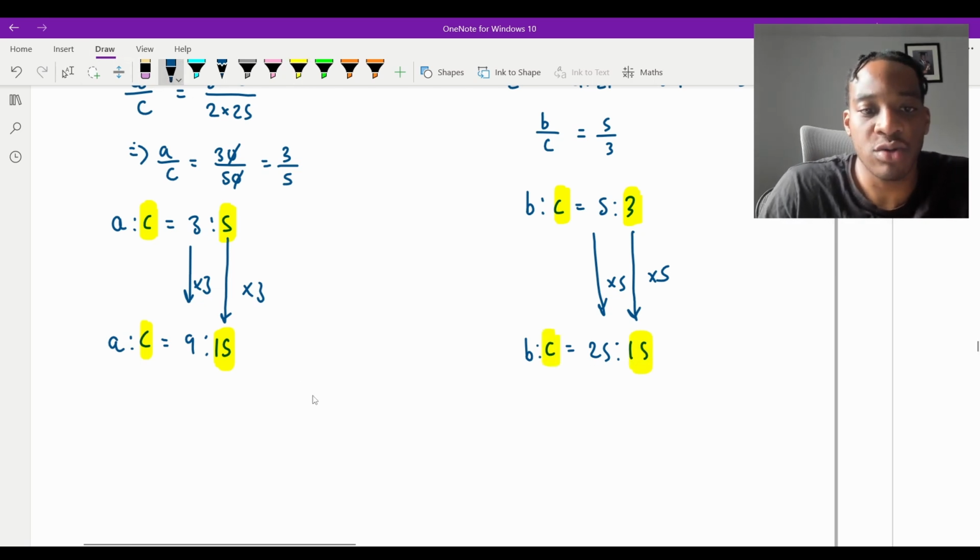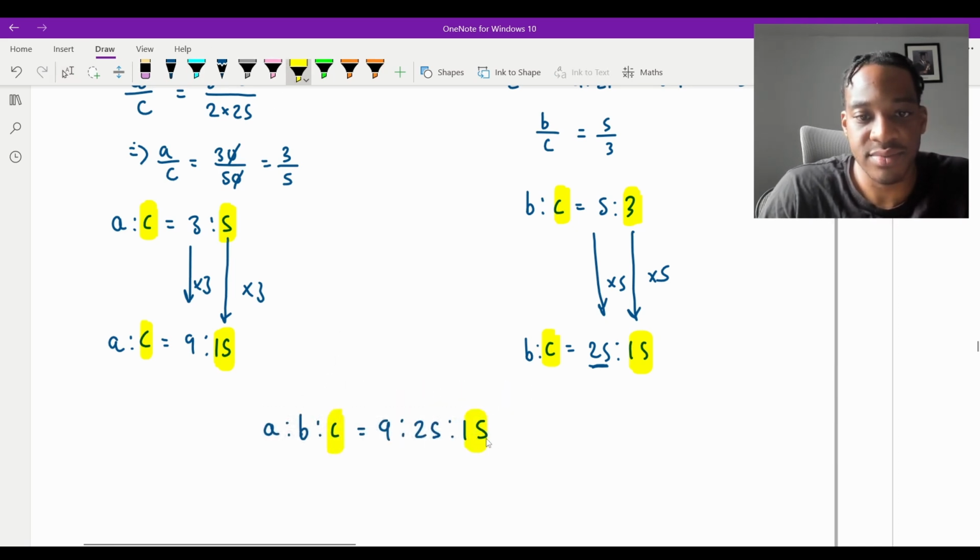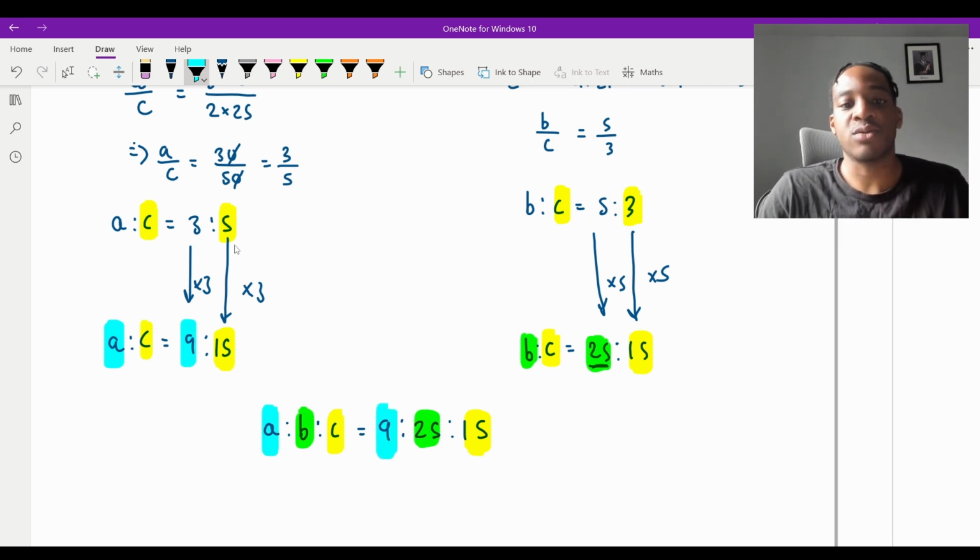Once the C's are the same, that means you can just bring them all together. So you can actually see the ratio of A to B to C is equal to, well, what is A? A is 9, right? B is 25, right here. And then C is 15. Right, I'm going to highlight these so it's clear to see what I've done here. So this one is this one here, like that, and then the B is this one right here in the middle, and then the A I'll do in blue, which is this one right here. This is 9. So we've got A to B to C is 9 to 25 to 15.